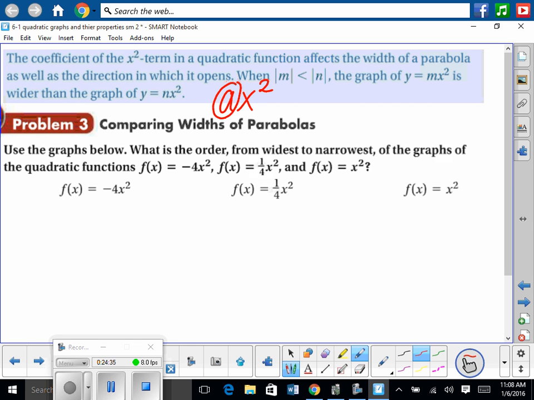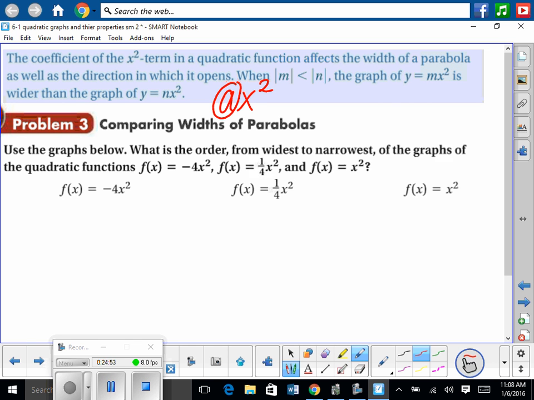Well, also that a value can tell you how stretched or compressed a parabola is. Now, the smaller the a value, the wider it gets. So once again, the smaller the a value, the wider it opens up. I'm going to say that again. The smaller the a value, the wider it opens up.